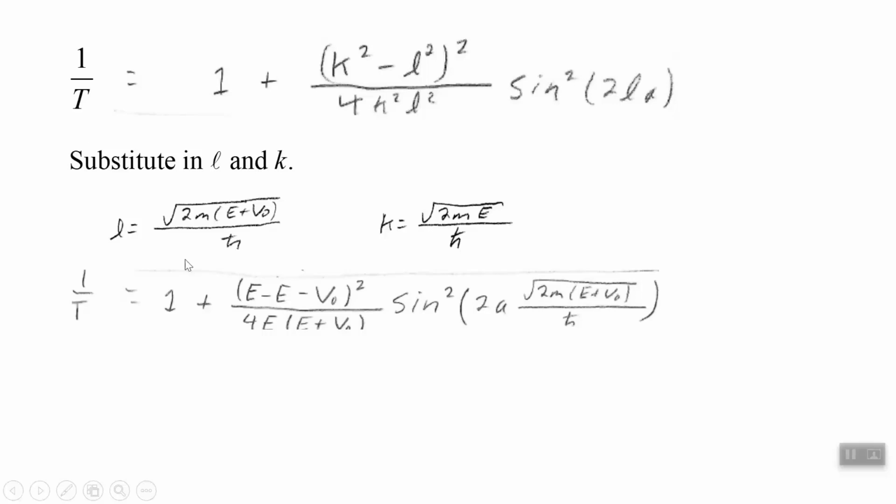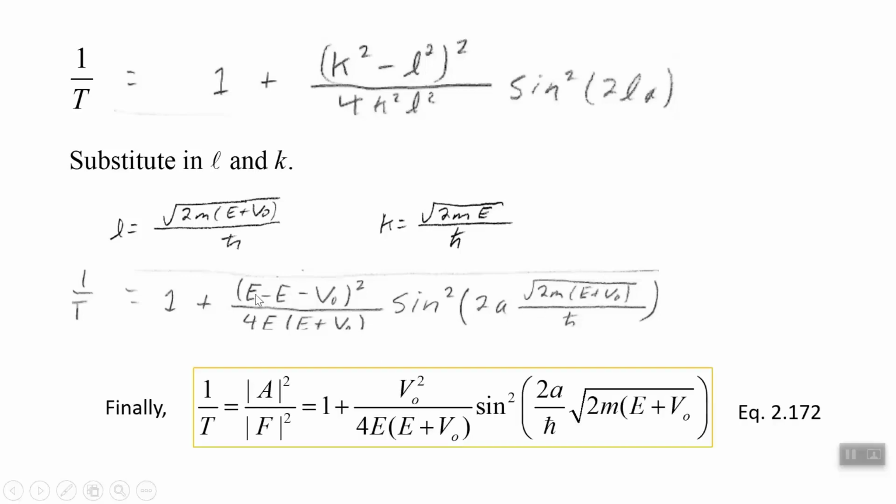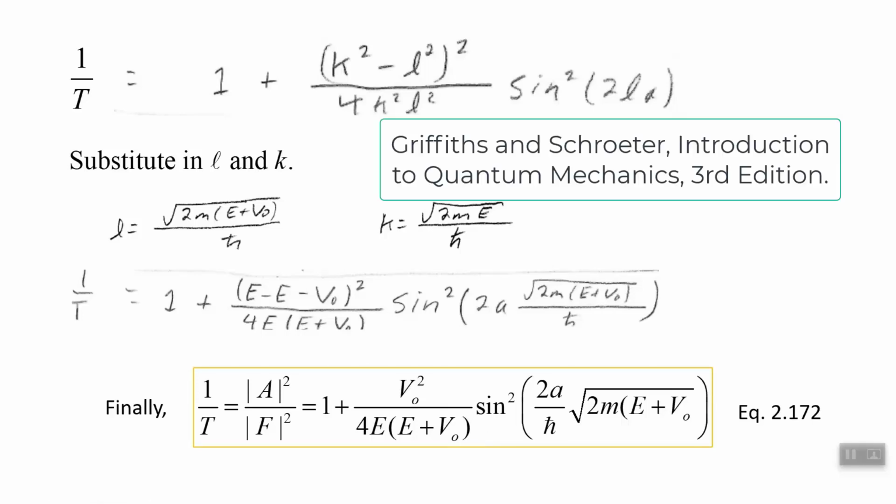1 over the transmission coefficient is 1 plus, k squared gives you an e, l squared gives you an e minus v0, so that's minus e minus v0. And you have k squared, which gives you an e, and l squared, which gives you an e plus v0. Put in what l is. You have e minus e, so get rid of that. And you're done. And that's how we get to equation 172 in Griffiths.